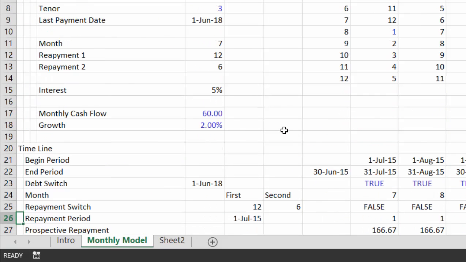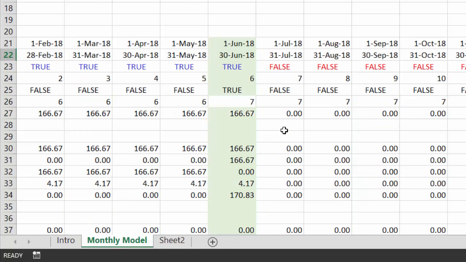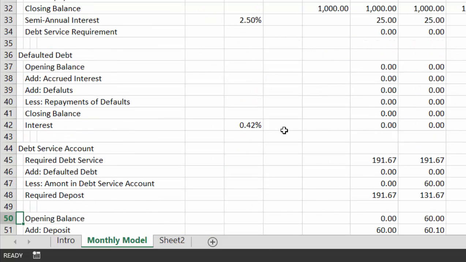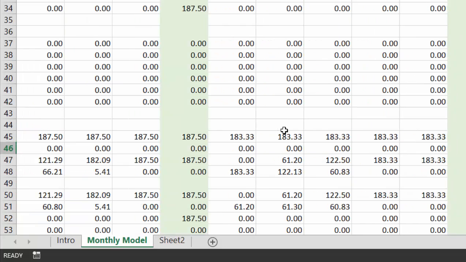And then we decided to work on this time periods analysis. Okay, and the third thing we did was we just put a debt service account in without any defaults.